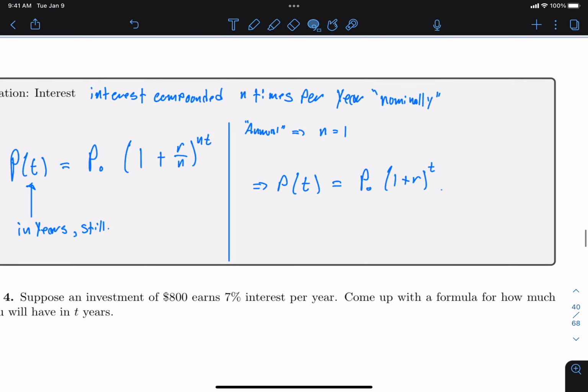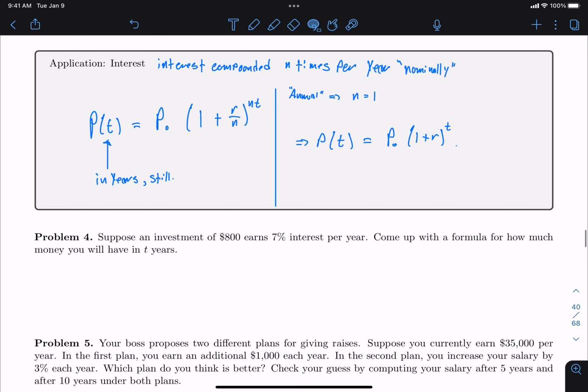Okay. So let's talk about interest. The main thing that I want to communicate to you about interest is it's basically the same. Okay, it's basically the same.